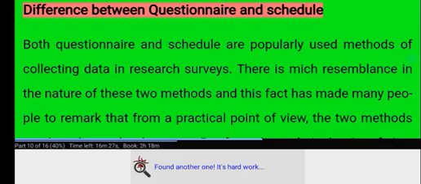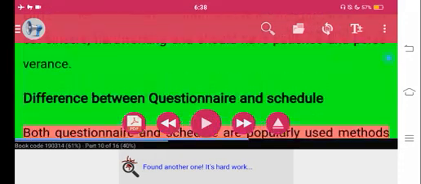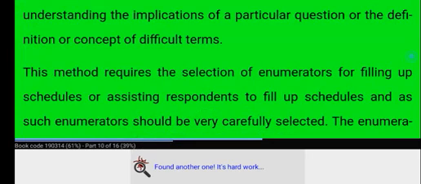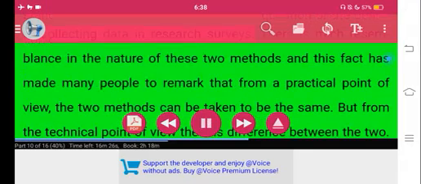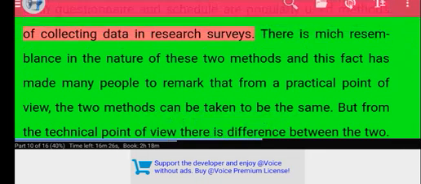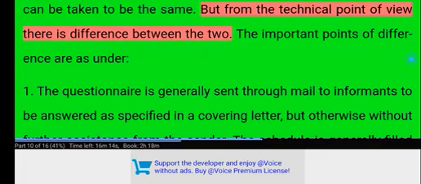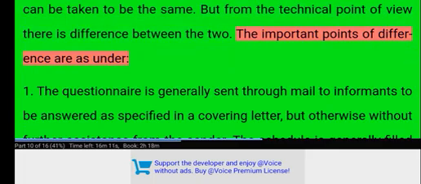Difference between questionnaire and schedule. Both questionnaire and schedule are popularly used methods of collecting data in research surveys. There is resemblance in the nature of these two methods, and this fact has made many people remark that, from a practical point of view, the two methods can be taken to be the same. But from the technical point of view there is a difference between the two. The important points of difference are as under.